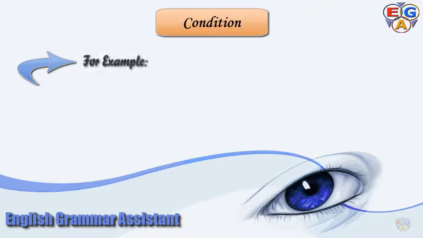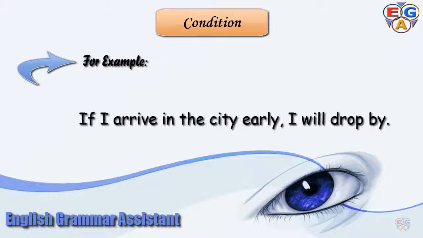Condition. For example, if I arrive in the city early, I will drop by. If I arrive in the city early, here is the adverb clause. It acts as a condition for the main clause to happen. The connector of this adverb clause is if.